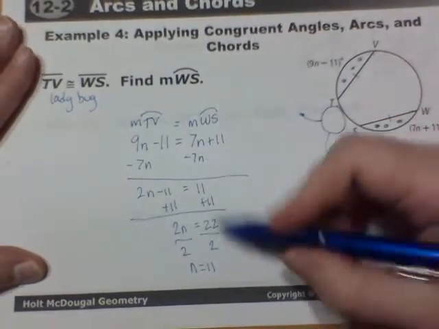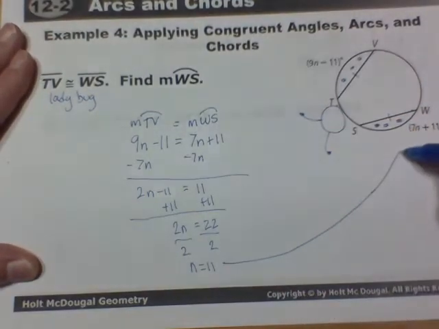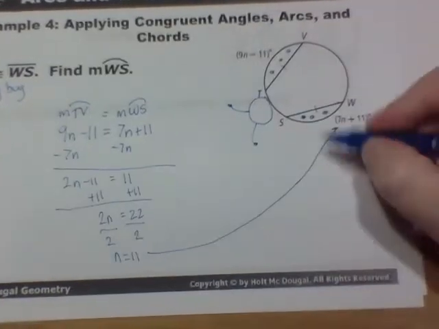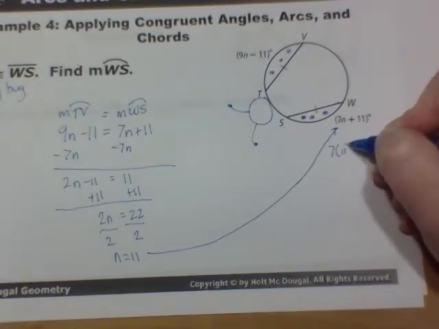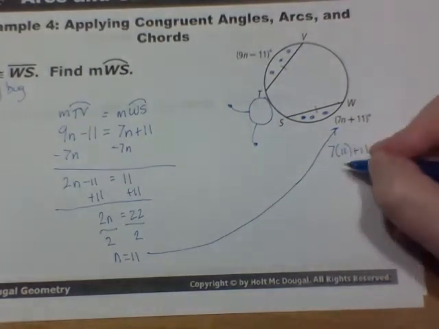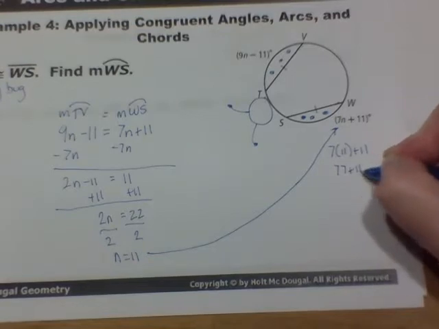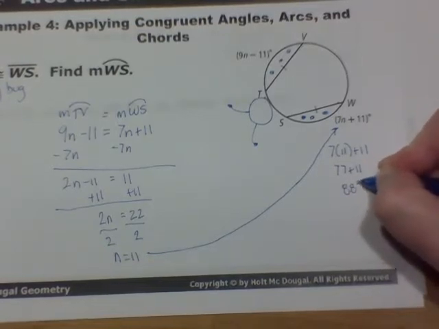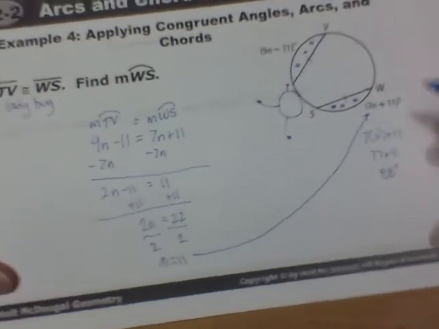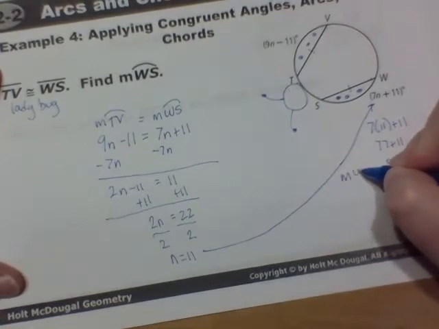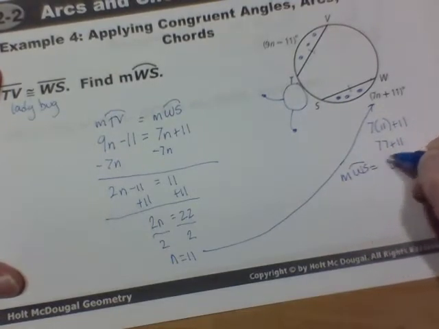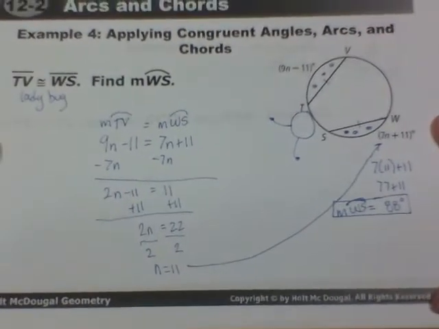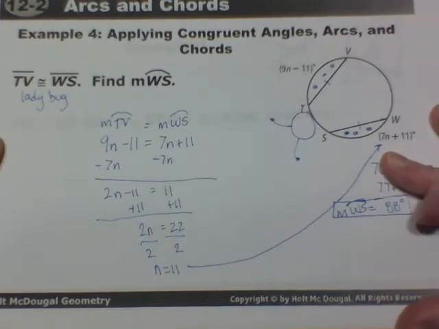Again, that's not the answer. They want you to take that N, put it back into WS, and so we actually get 7 times 11 plus 11. So 77 plus 11, so 88 degrees for that arc measure. So again, the measure of arc WS is 88 degrees. Alrighty, so there's your Ladybug Theorem.